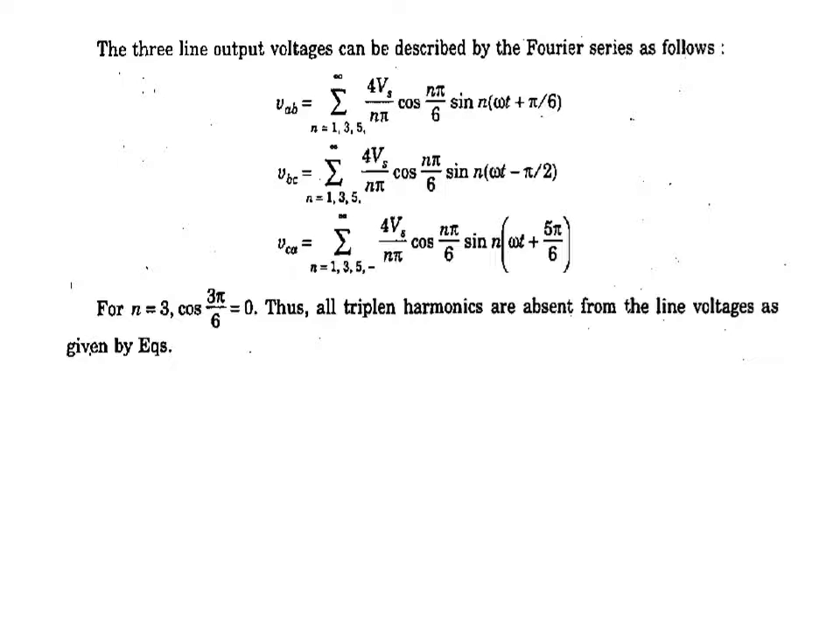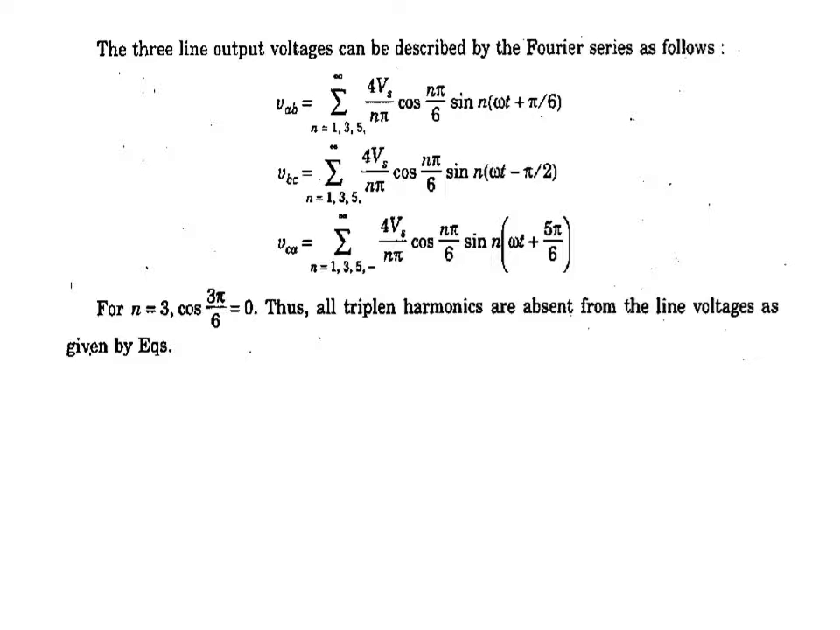And similarly for phase C, the line voltage VCA is equal to summation n equal to 1, 3, 5 up to infinity, 4 Vs divided by n pi, cos n pi by 6, sin(n omega t plus pi by 6). For n equal to 3, cos 3 pi by 6 is equal to 0. Thus, all triplen harmonics are absent from the line voltages, which are given by the equations discussed above, that is VAB, VBC and VCA.